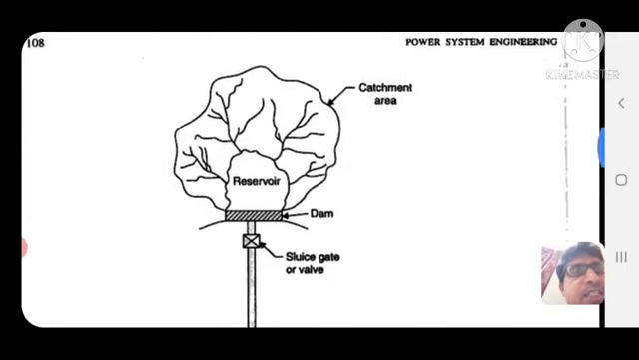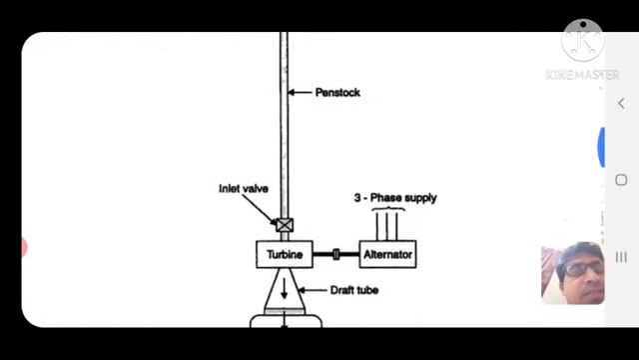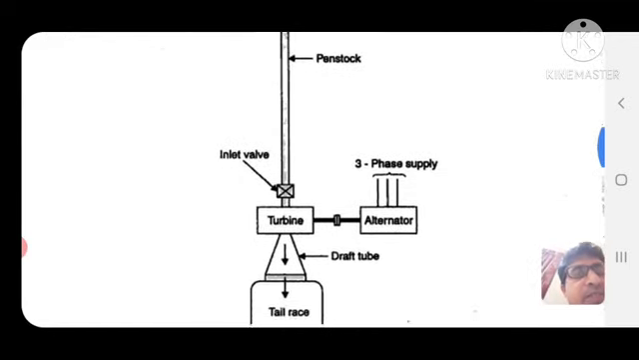This is the catchment area, dam, sluice gate valve, penstock, inlet valve, turbine, and alternator.